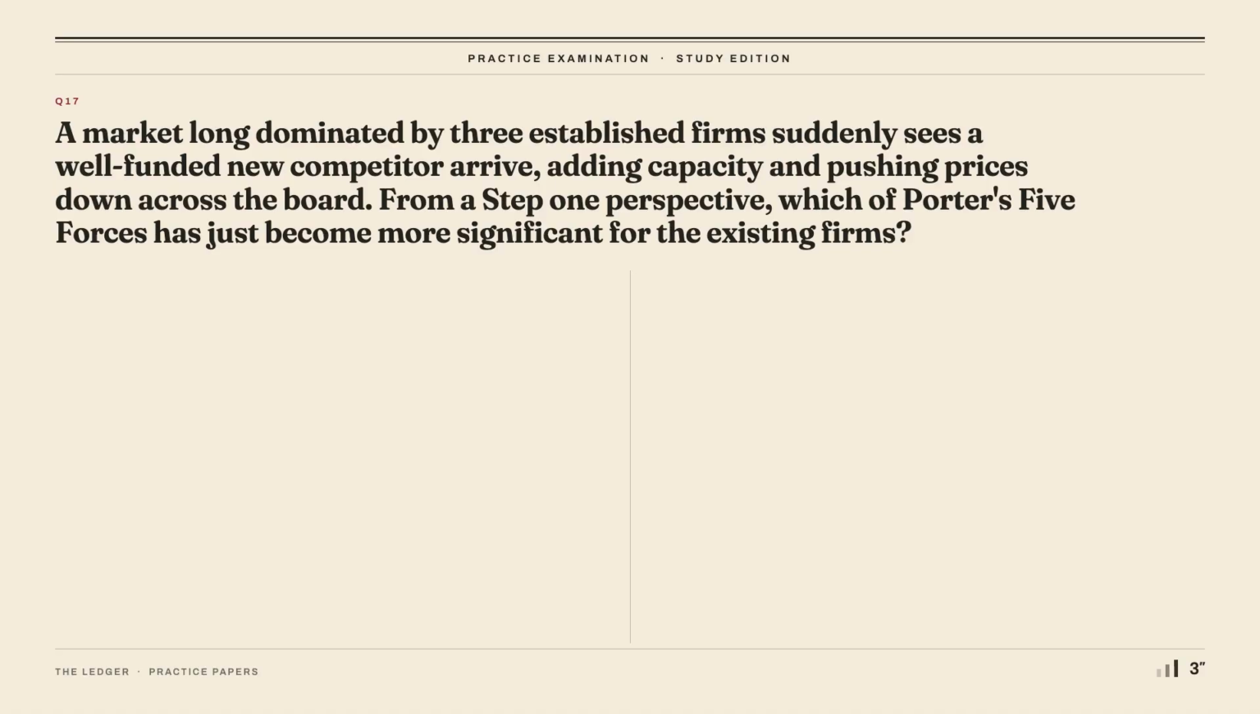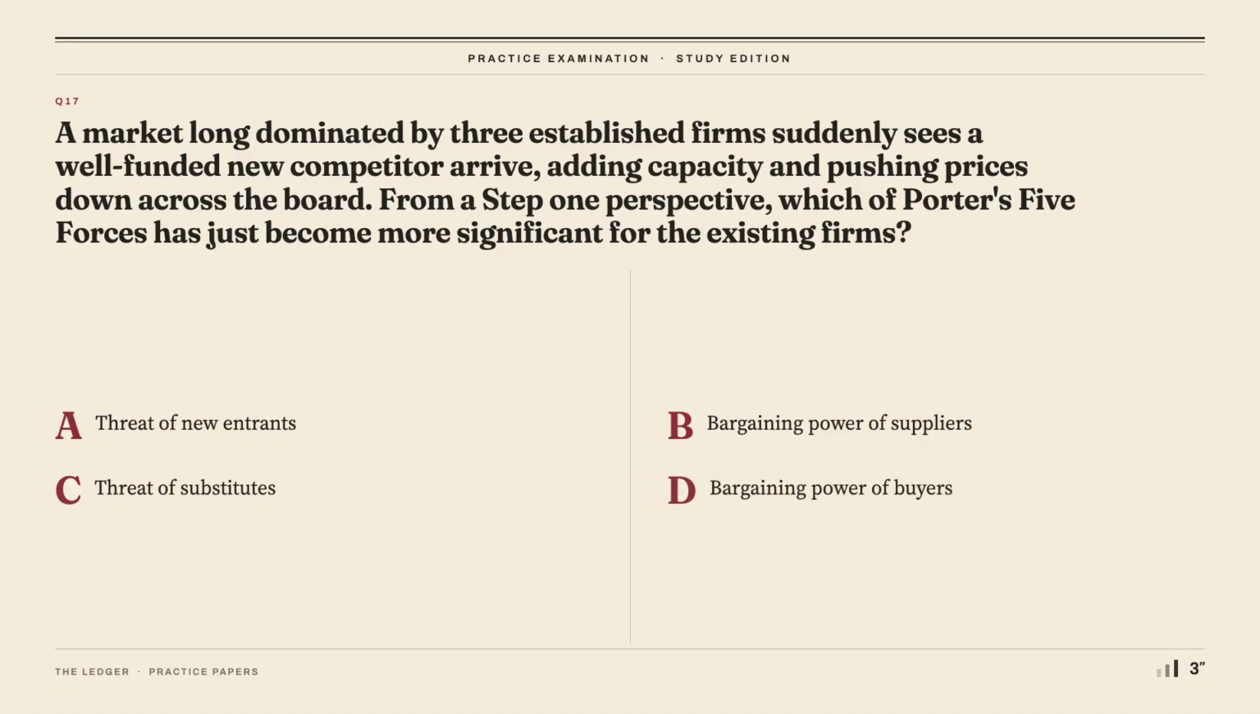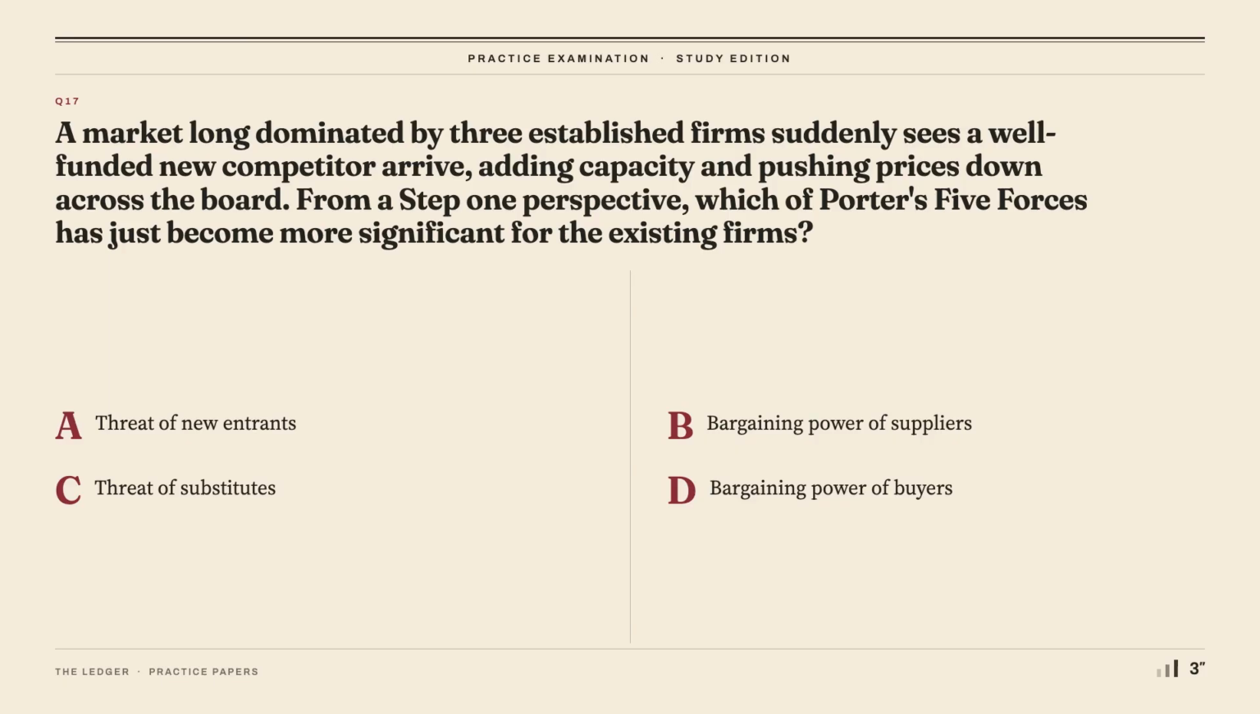Your options are A. Threat of new entrants, B. Bargaining power of suppliers, C. Threat of substitutes, D. Bargaining power of buyers. Which one is it? Pause the video if you need more time.